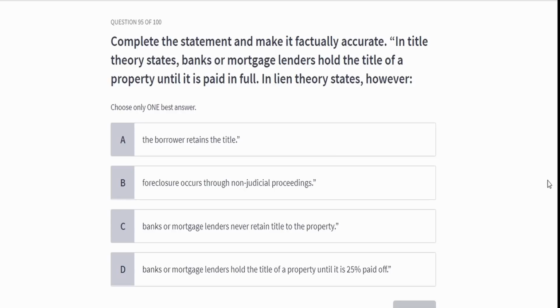Okay, 95. 5 more left. Complete the statement and make it factually accurate. In title theory states, banks or mortgage lenders hold the title of a property until it is paid in full. In lien theory states, however, and it gives us 4 options: A, the borrower retains title, B, foreclosure occurs through non-judicial proceedings, C, banks or mortgage lenders never retain title of the property, or D, banks or mortgage lenders hold the title of the property until it is 25% paid off. All right, so I'm going to give you guys an opportunity to think this one over, come up with your answers, starting now.